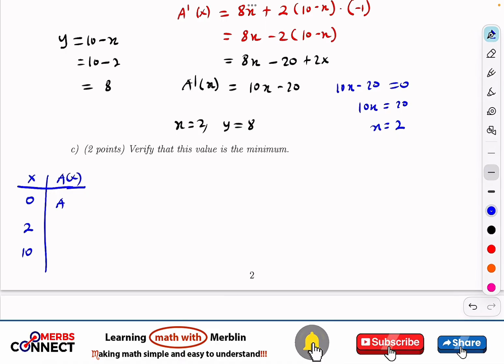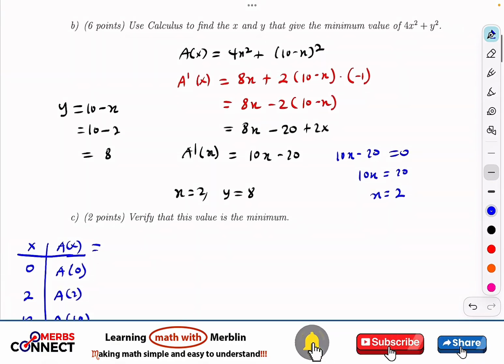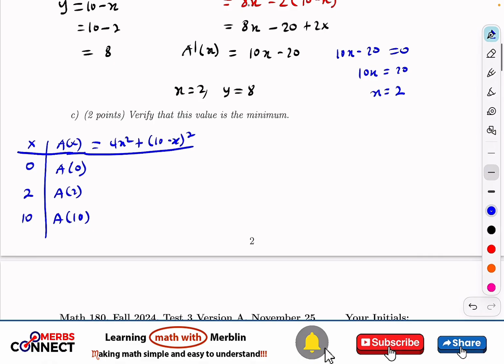So now we need a of 0, a of 2, and a of 10. Now, what is a of x? Remember, a of x was this here. So let me just write it here: 4x squared plus 10 minus x squared. So plug in 0, what do we get? 4 times 0 plus, when I plug in 0 here, this is just 10 squared, and this is equal to 100.